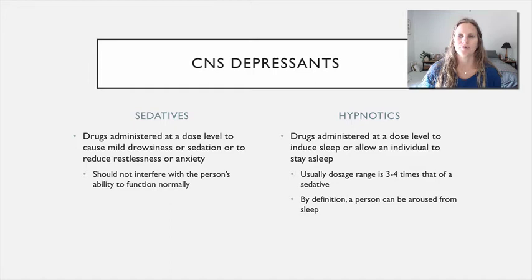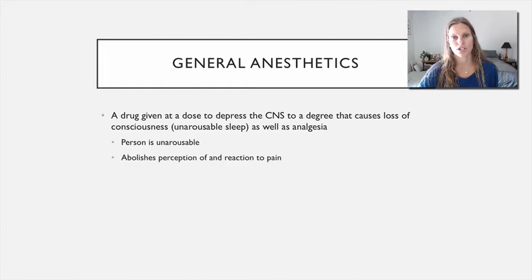The next definition I want to give you is what a hypnotic is. A hypnotic is a drug that is administered at a dose that causes someone to fall asleep or stay asleep. That's the big one. Normally, to get this hypnotic effect, you have to give the drug at a dose about 3 to 4 times larger than that of a sedative. And the term hypnosis implies that the person is able to be awoken. It might not be that easy, but they're able to be aroused from sleep. They're not unconscious. Which brings us to our third definition, which is general anesthesia.